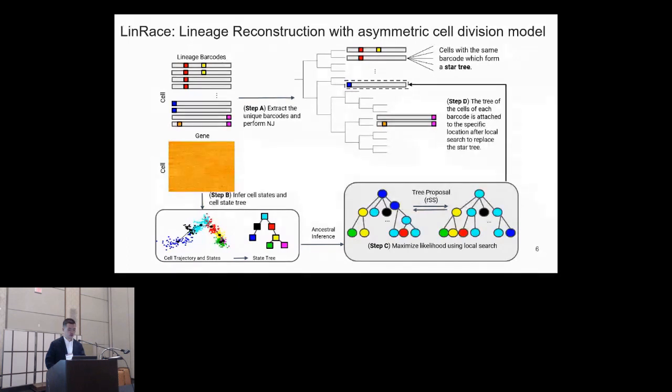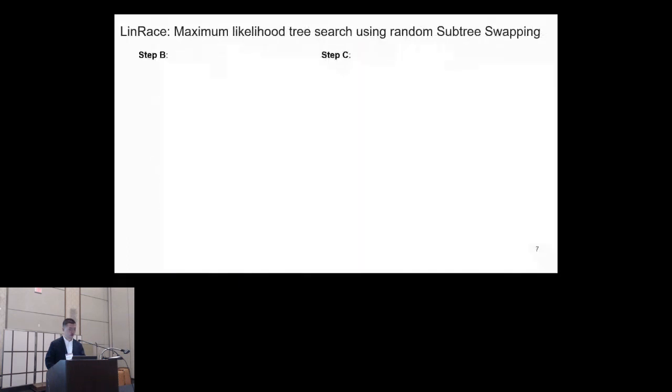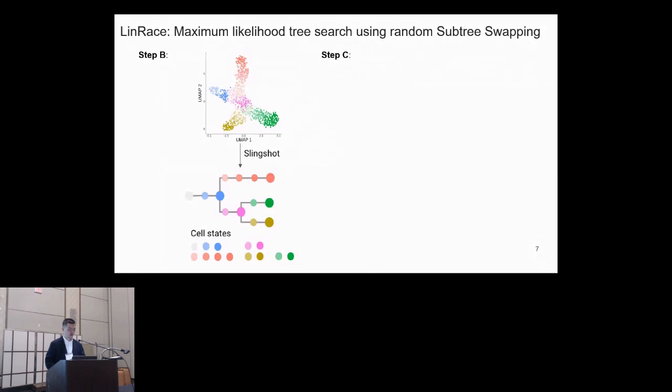I would like to talk in a little more detail about steps B and C. Step B is relatively simple. We have this gene expression data, and we run a trajectory inference method such as Slingshot, which will give us a cell state tree. A cell state tree is basically a network that connects the cell types and tells us which cell types can develop into which and which cannot.